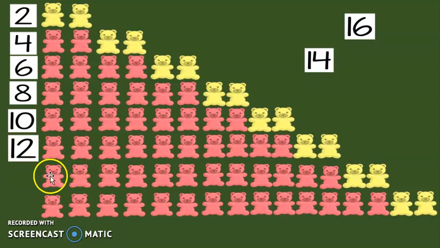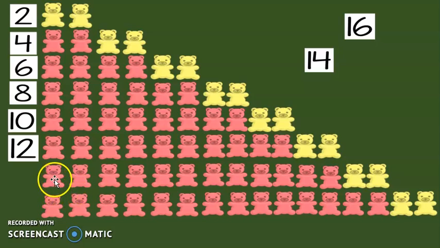Now, let's look right here at this next set of teddy bears. What number do you think is going to come next? Is it going to be 14 or is it going to be 16? Let's count. 2, 4, 6, 8, 10, 12. What number comes next? Okay. Look up here, first graders. 12 is right here. If Mr. Begay adds 2 of these yellow bears to 12, what number is that going to be?